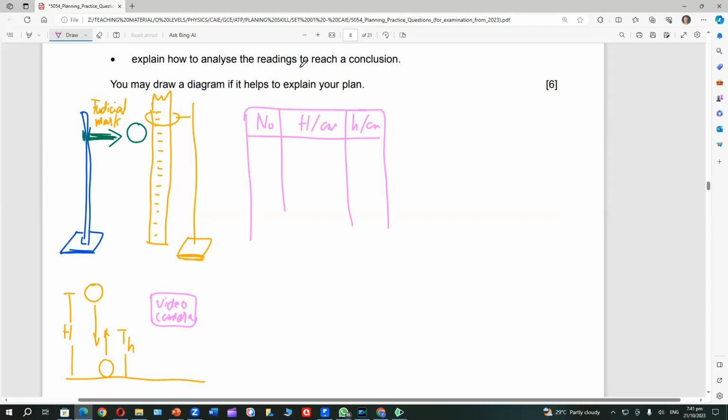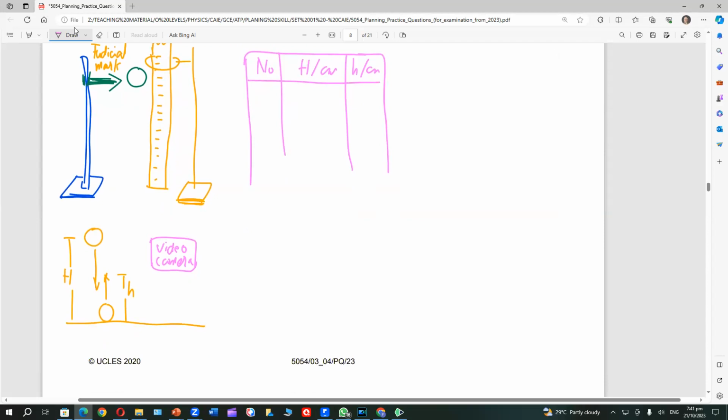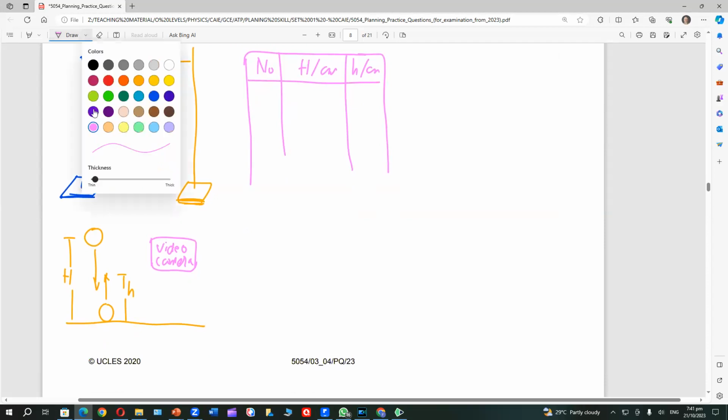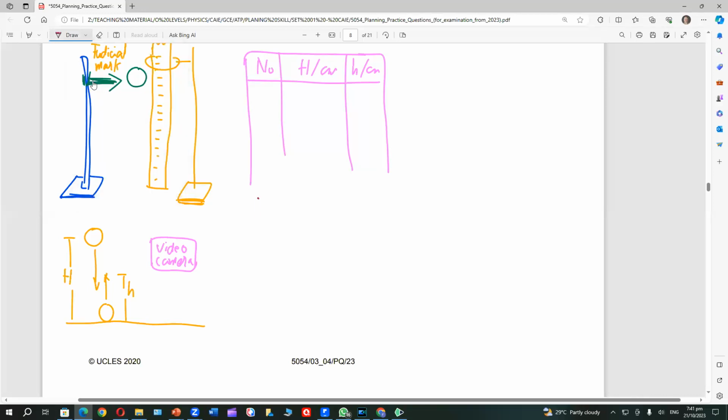Like this. Then I will plot the values on a graph of h against H. So this will be the procedure. The procedure is very simple.